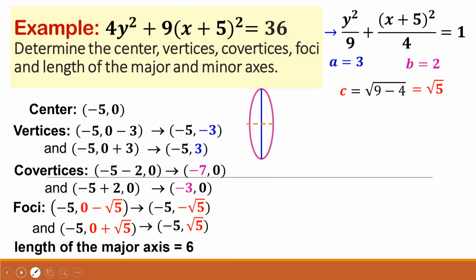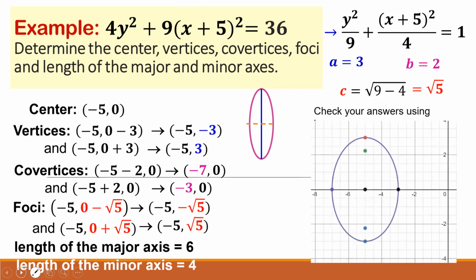Okay, so length of the major axis, multiply this A by 2. 2 times 3 is 6. And then 2 times 2 is 4. Coming from this one, multiplied by 2. Okay. So if we are interested with the sketch of this graph, this is how it looks like. And you can check the answers using Desmos.